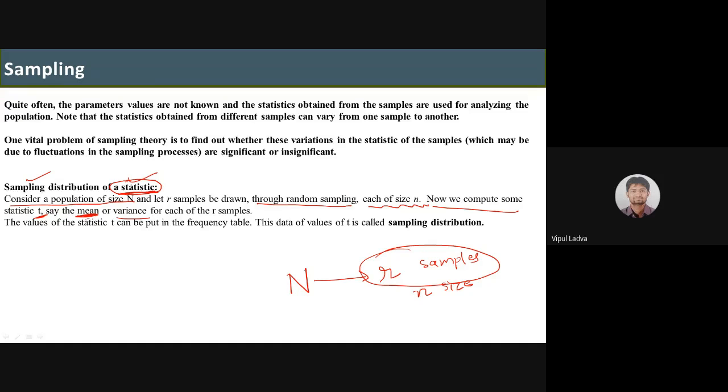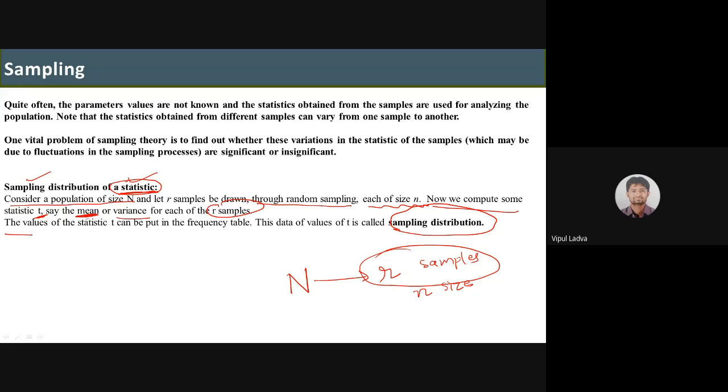हो सकता है वो मीन भी है, हो सकता है वो वेरिएंस भी है, फॉर ऑल आवर सैंपल्स. Now if I'm having that particular data related to mean for all our samples of the size n, then I may represent that particular in the table. और वो जो टेबल बनेगा ना, उसकी जो फ्रीक्वेंसी निकलेगी, the table with the frequency will be known as a sampling distribution. उसको हम बोलेंगे sampling distribution.